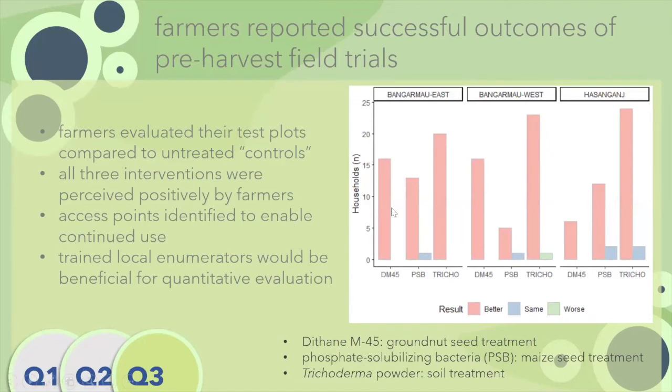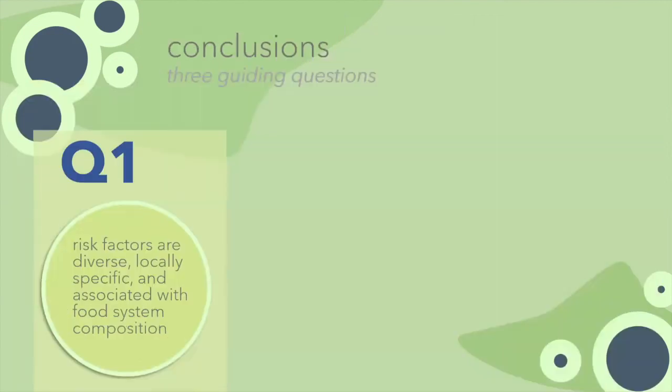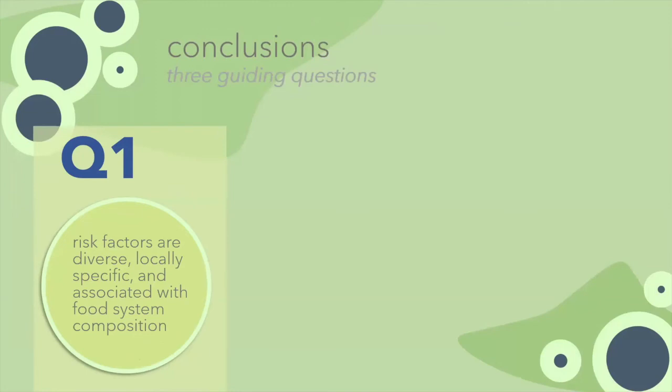This is really a positive outcome, and we've established access points for each of these methods in the local environment, but a limitation is that the data are very highly qualitative because of their farmer-reported nature. And really it would be necessary to have trained local enumerators for data collection in order to realize quantitative evaluation of these technologies. And that's something for future investigation. So just to conclude the 3 sections of this talk, section 1, the takeaway is that risk factors are diverse, locally specific, and associated with food system composition.